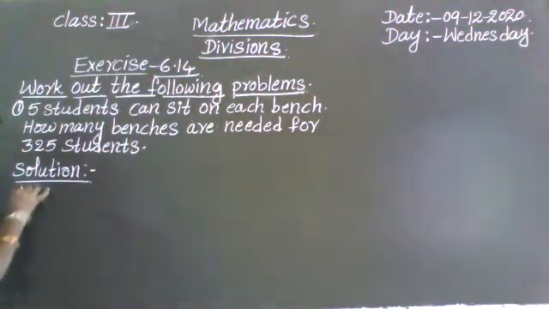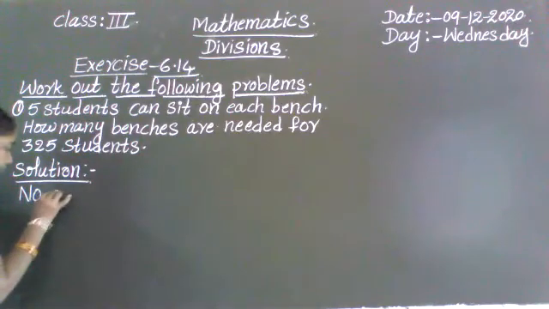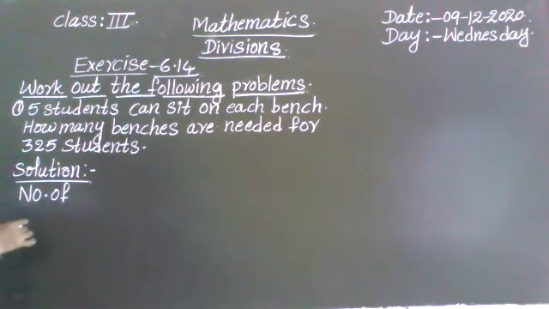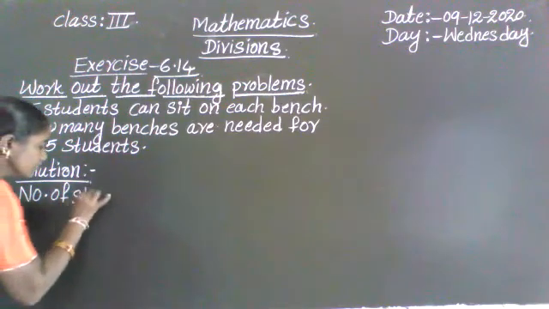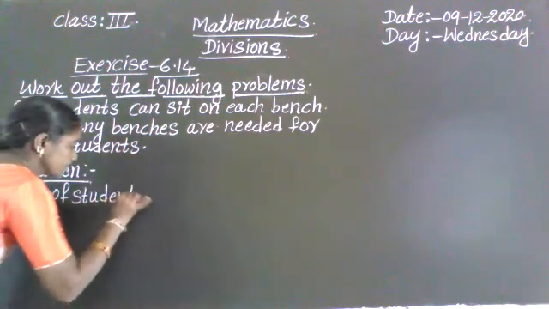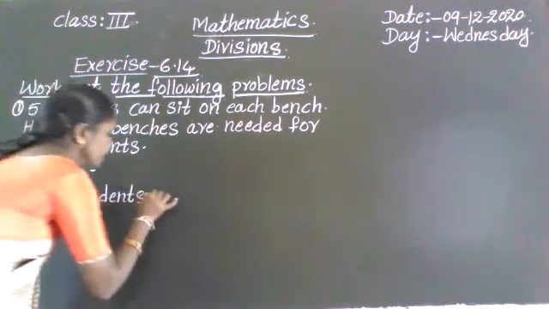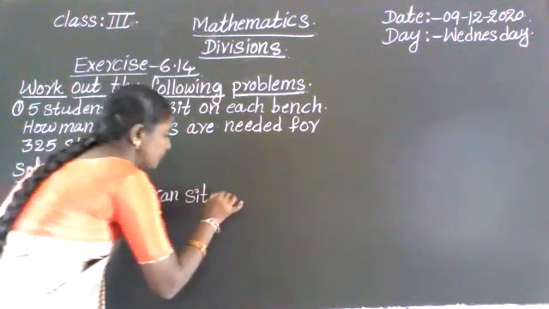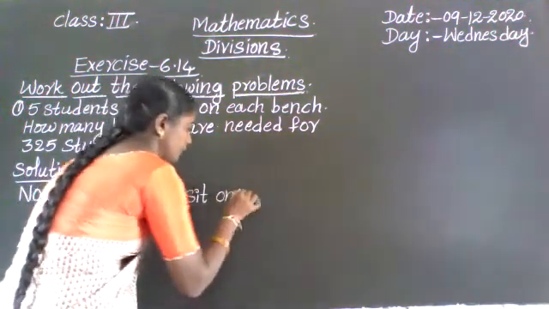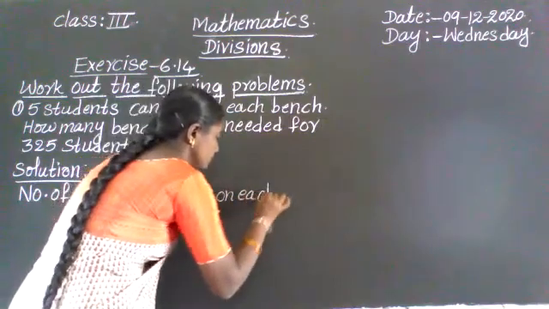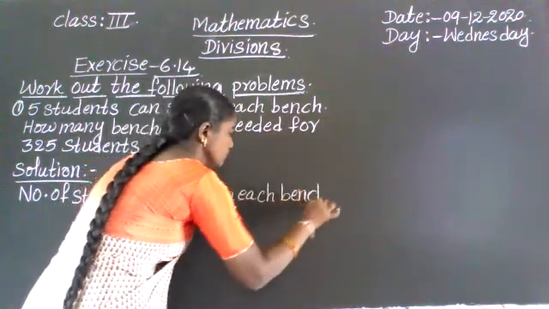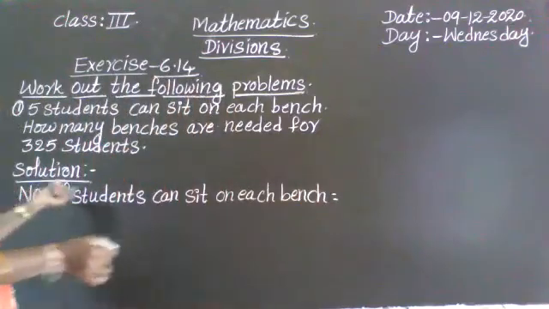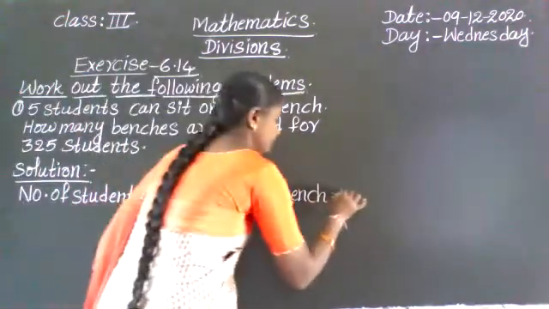No. means number of. Number of students can sit on each bench, which means on one bench. Each bench, 5 students. 5.